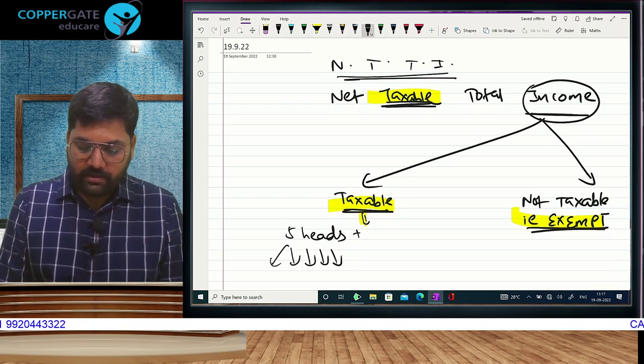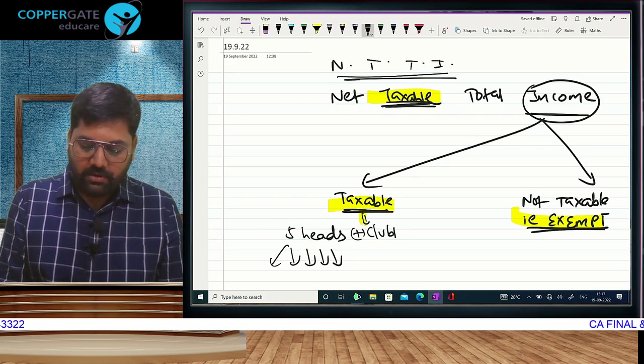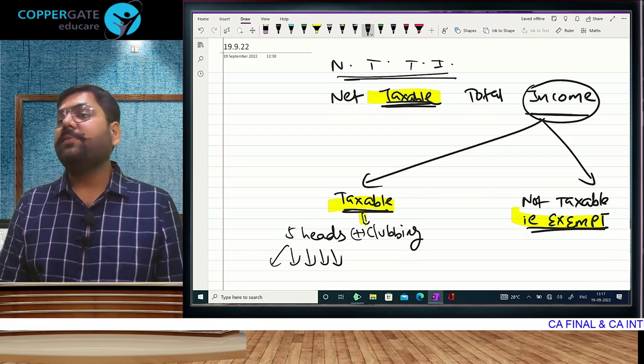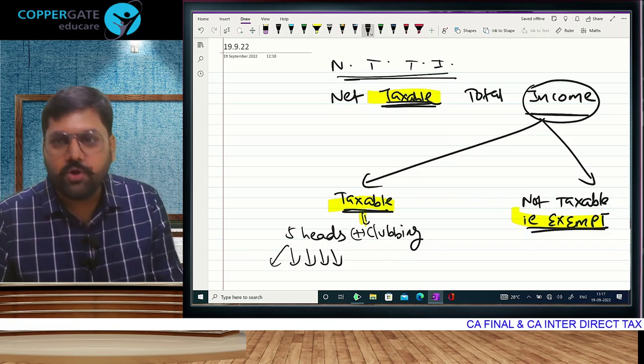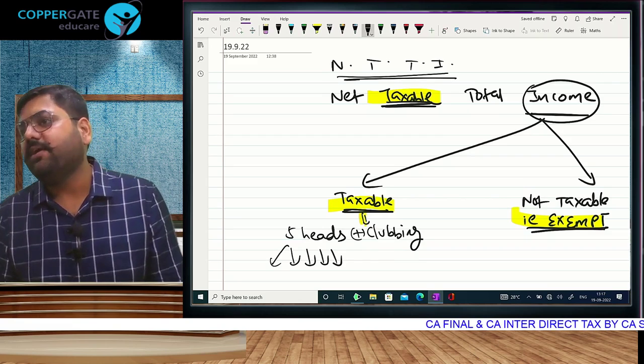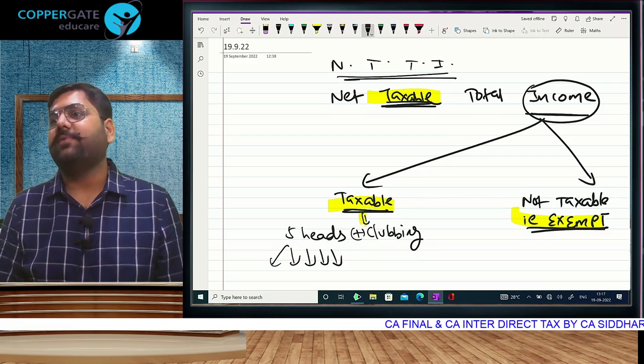Apart from that, we also have something called clubbing of income. Ladies and gentlemen, it is a Monday afternoon, not a Saturday evening. So bad news, this is still not that clubbing.